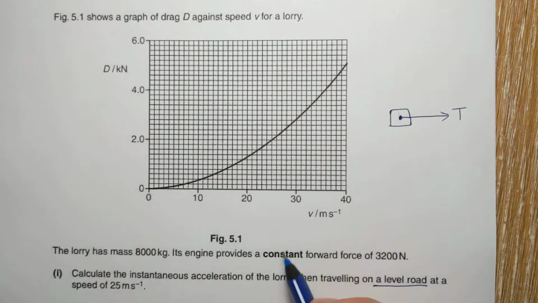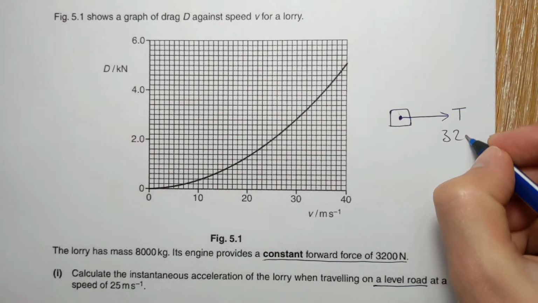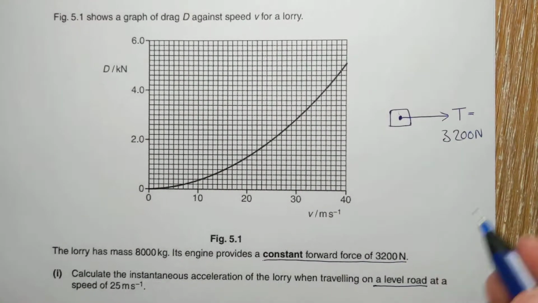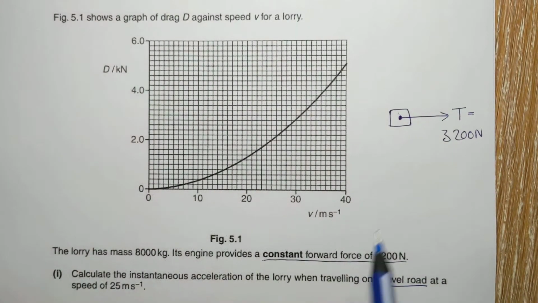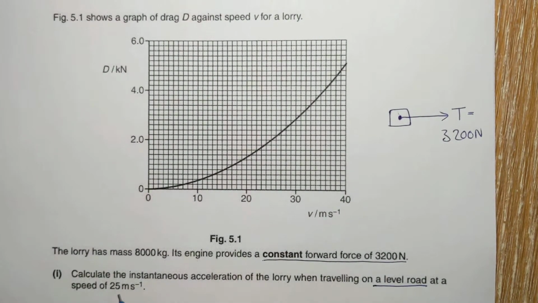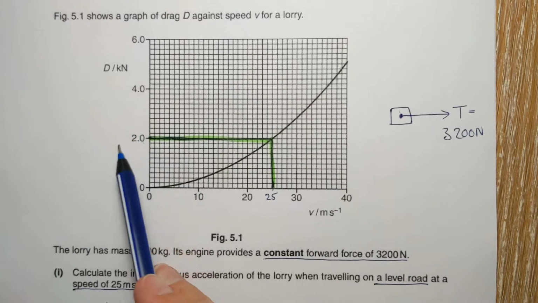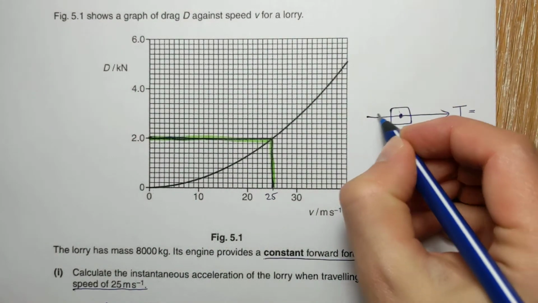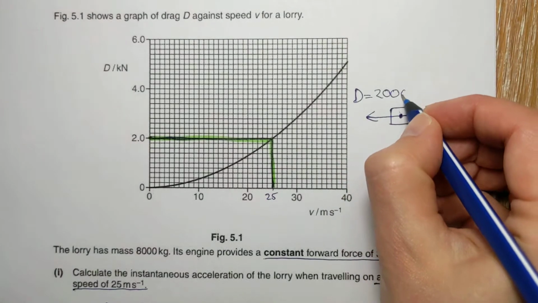So we're told we've got a constant forward force from the engine of 3,200 newtons. I'm going to refer to that as the thrust force. And then we've got the drag force backwards. Now the lorry is, we're told, travelling at 25 meters per second. So that means the drag force is 2,000 newtons. Be really, really careful reading off the graph.